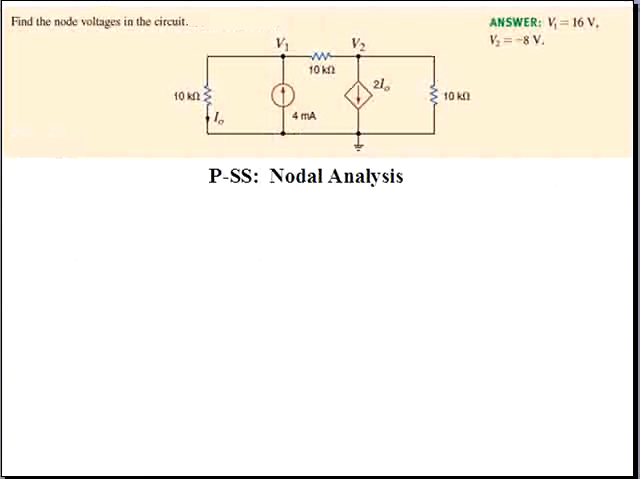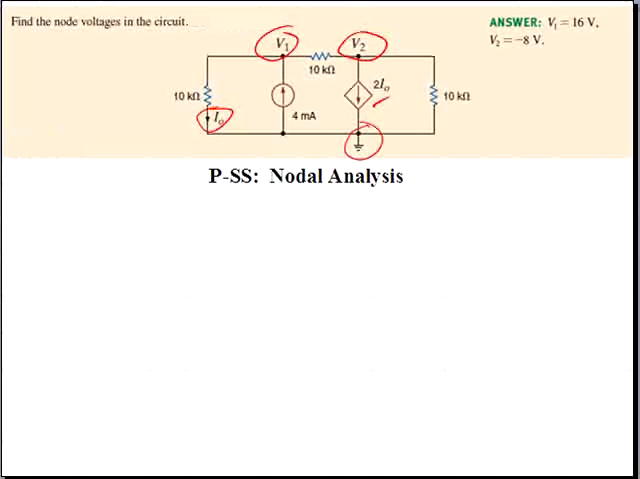This is Learning Assessment Problem 3-4. In this problem, we are requested to determine the values of the two indicated node voltages V1 and V2 with respect to the indicated reference point. The circuit has a dependent current source which has an amplitude of 2 times I sub O, and I sub O is the current shown flowing downward through the 10K resistor at the left side of the circuit.